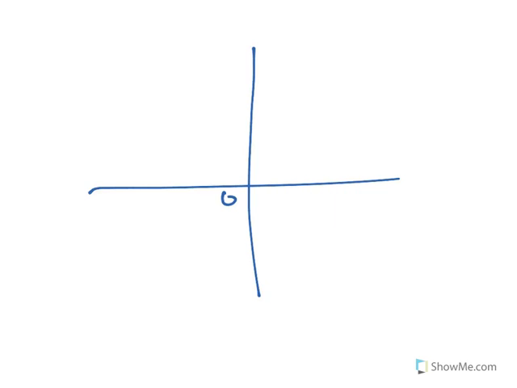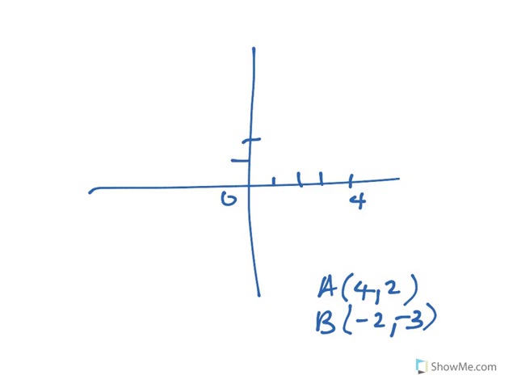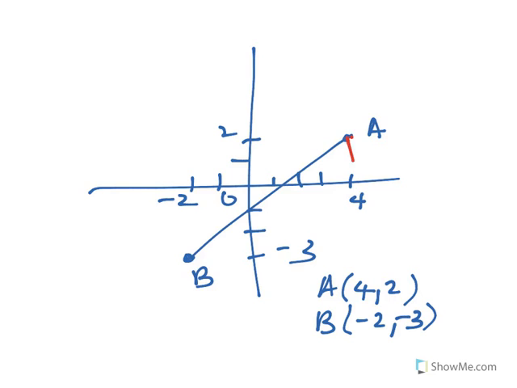Okay. So if we have a point, say (4, 2), and another point (-2, -3). If we want to get the distance between those 2 points, we plot the first point, that's A. Plot the second point, that's B. Okay, next thing you need to do is you join a line between them, and then you draw your right angle triangle in.